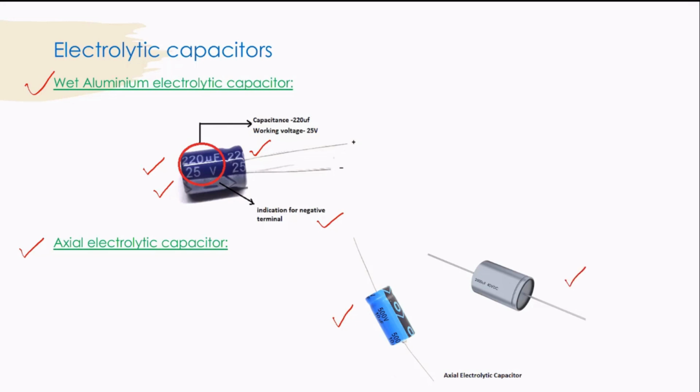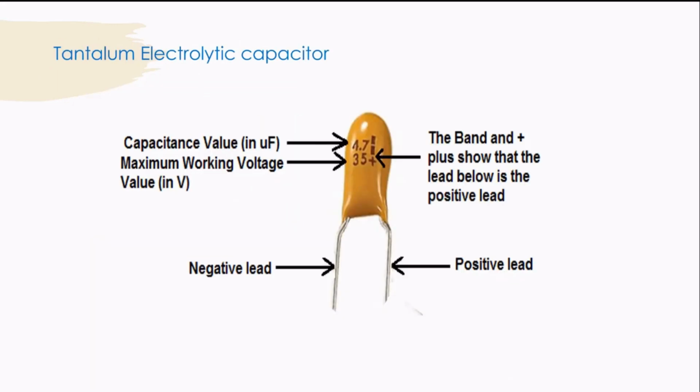Now this is another type of electrolytic capacitor, in which the value of voltage is printed as 40 volts and the value of capacitance is printed as 2000 microfarad. Next is the tantalum electrolytic capacitor.